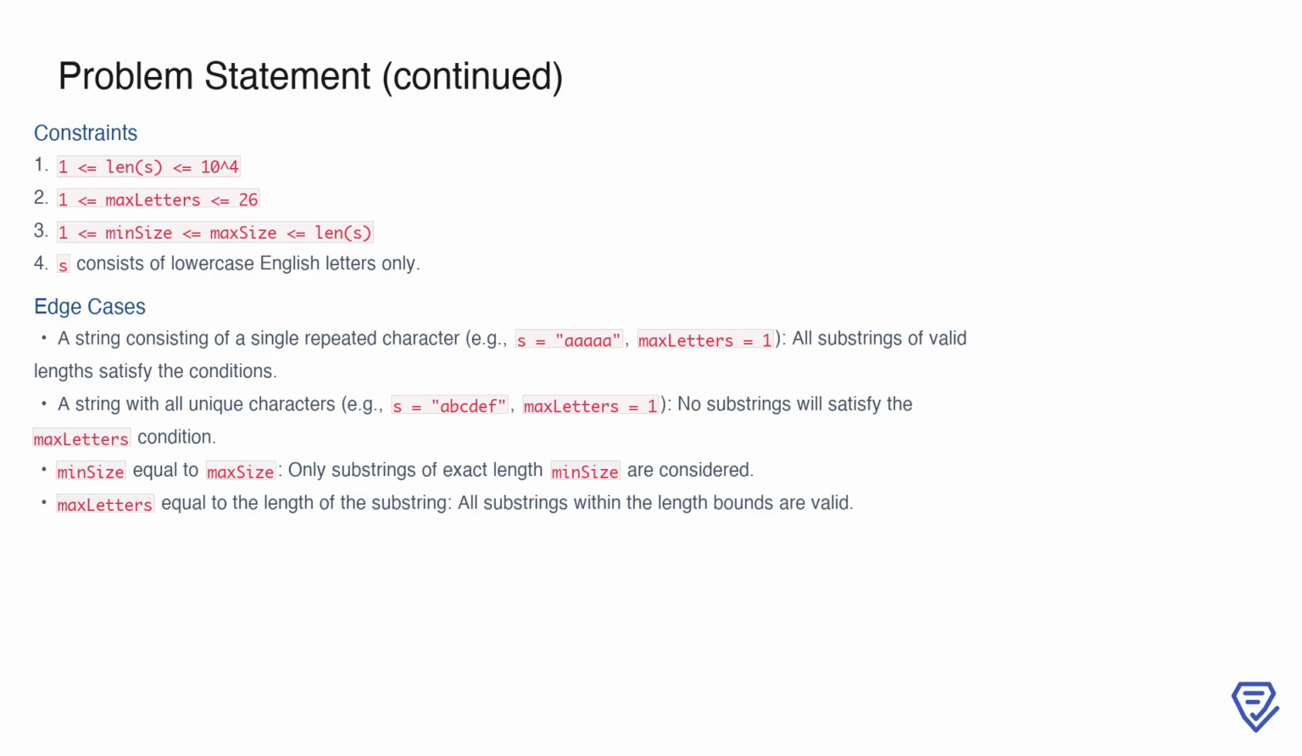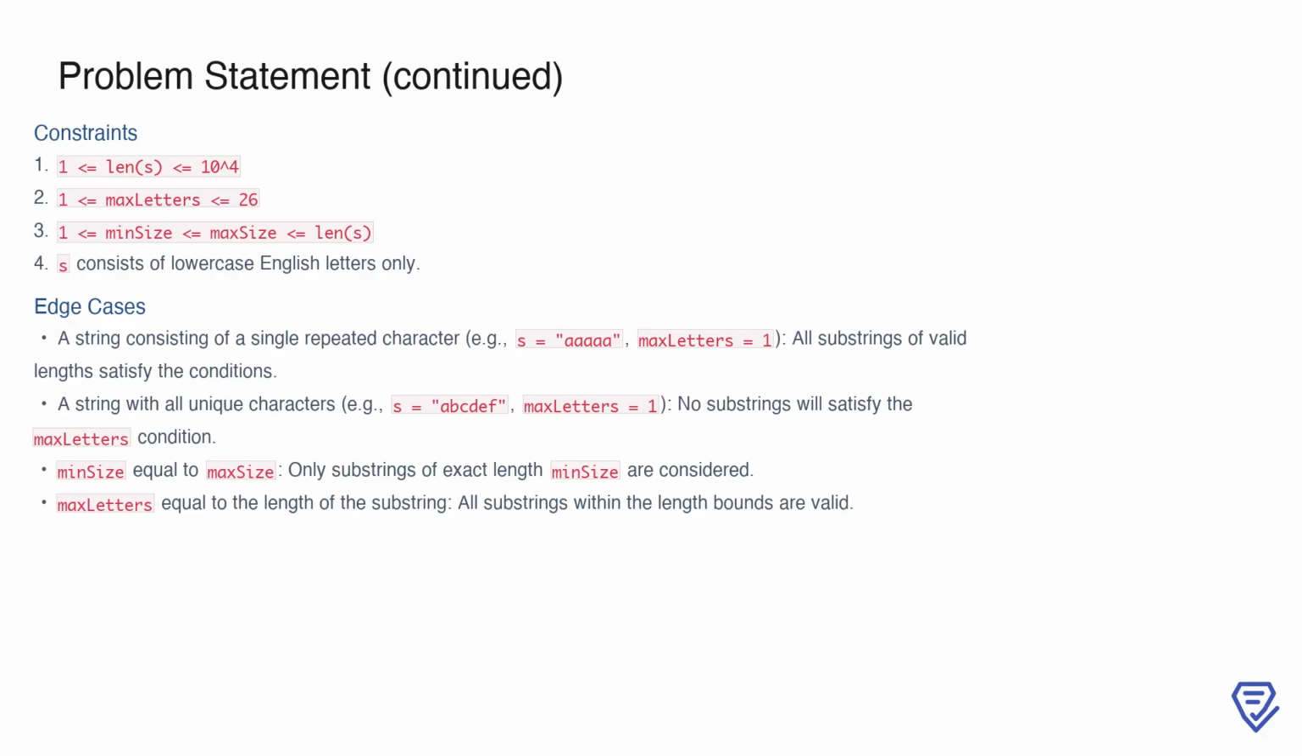Finally, there are several constraints and edge cases to keep in mind. The string S can have a length of up to 10,000, and it consists of only lowercase English letters. Values for max letters range from 1 to 26, and min size and max size are bounded between 1 and the length of S. For edge cases, consider a string made entirely of a single repeated character, like AAA with max letters set to 1. Here, all substrings of valid length satisfy the conditions.